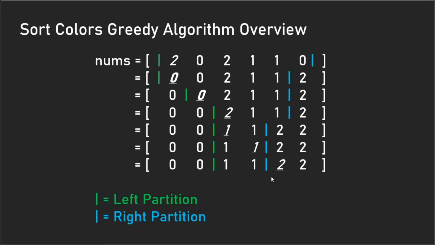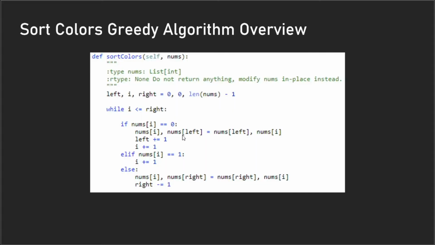We eventually get to this point where the current element you're examining is to the right of the right partition, and if that's the case, we have finished our algorithm and we can return the array. So this is just very simple Python code for this algorithm.